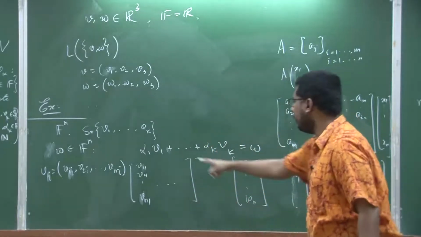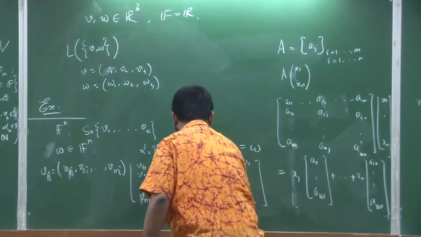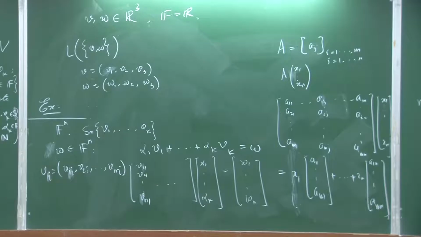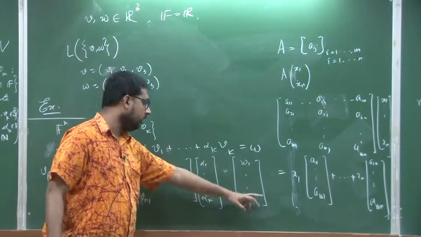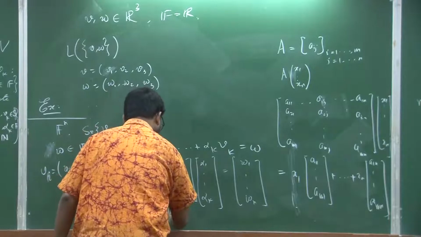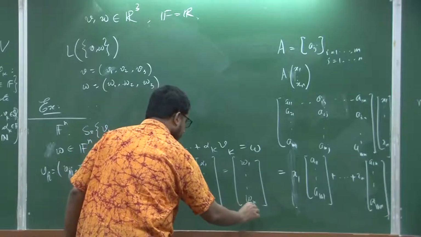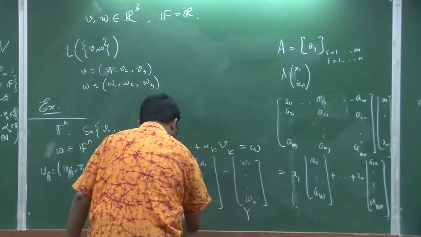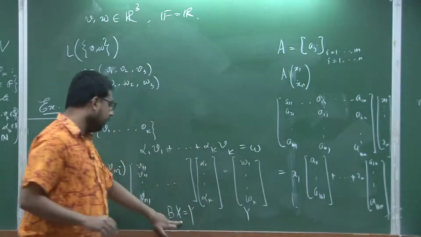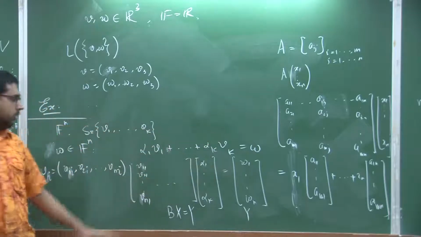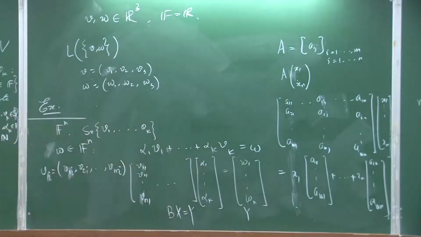Okay. Now, if this happens, that means alpha 1 up to alpha k is a solution to this system. Similarly, if alpha 1 up to alpha k is a solution of this system, say we call this matrix B, and for the time being call the right side y, so Bx equals y, whenever we have a solution of this system, then that solution shows that this vector w can be expressed as a linear combination of the vectors.